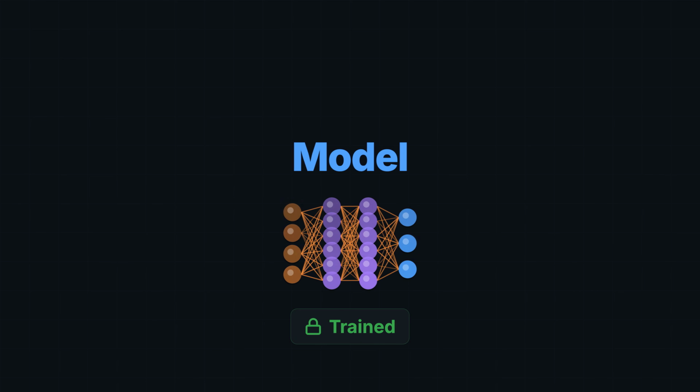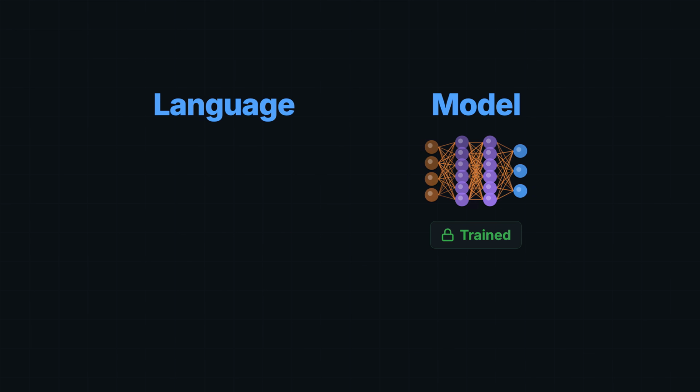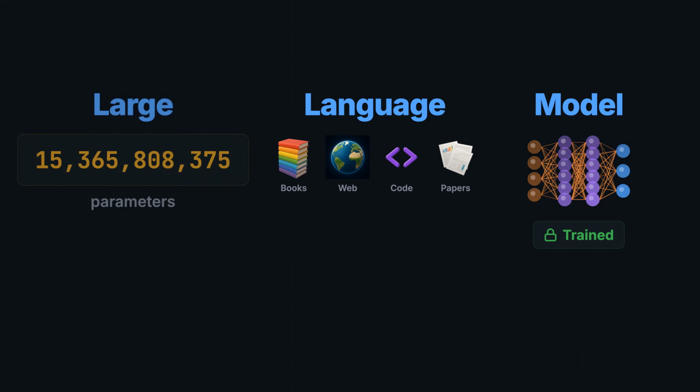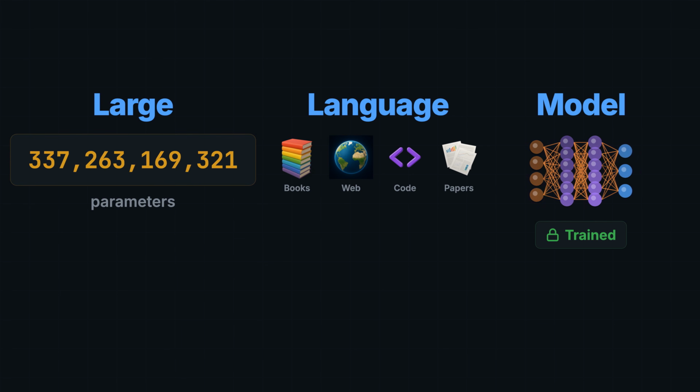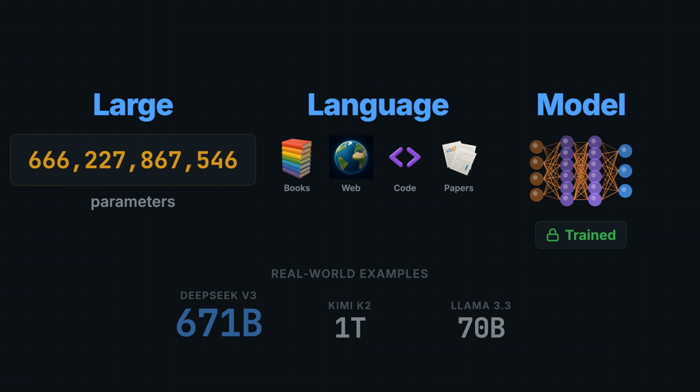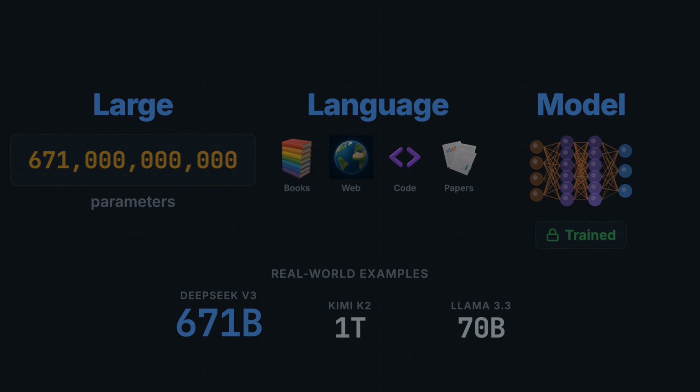LLM, Large Language Model. Let's break it down word by word. Model, a trained neural network, weights frozen, ready for use. Language, trained on text, massive amounts of it. Books, websites, code, research papers. It learned statistical patterns in how language works. Large refers to how many parameters the model has. Parameters are just the adjustable numbers inside the network, the weights and biases. When someone says 70 billion parameters, that's 70 billion individual numbers tuned during training.